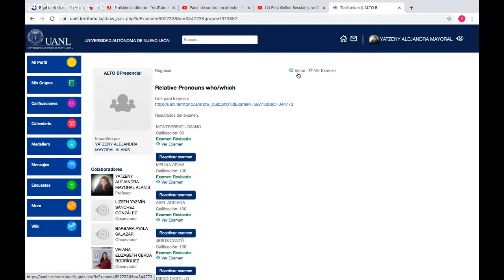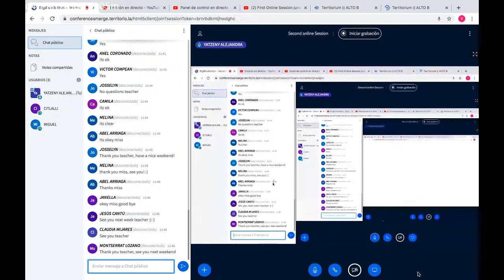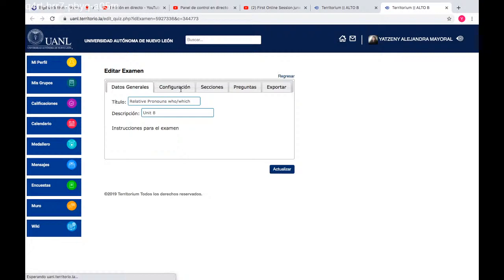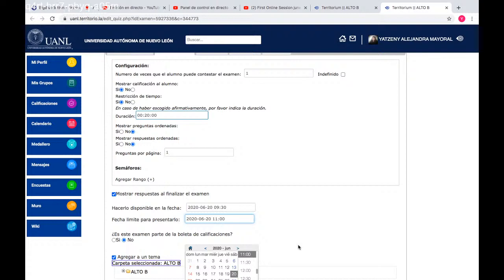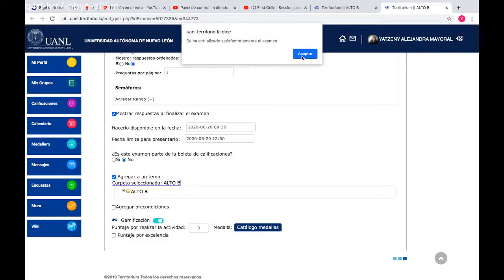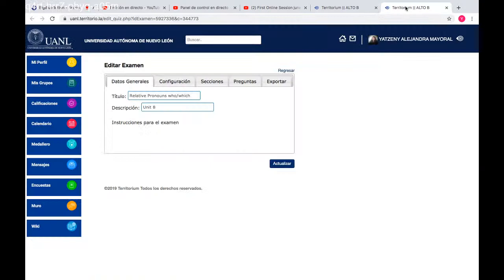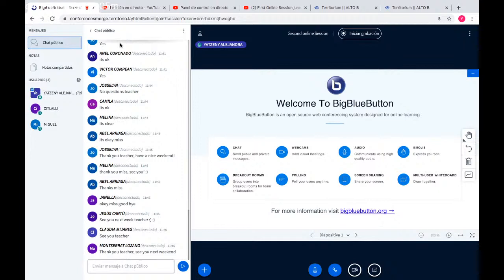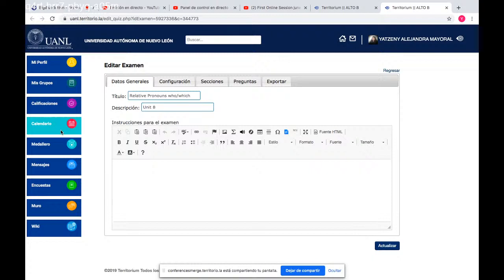Déjenme, les hago la edición del examen. Que no es examen, aclaro, para que no se preocupen. No es examen. Es un ejercicio en lugar del foro, porque esta semana no tuvimos foro. Okay, so we can go to the part of exams. As we said, it's not an exam. I'm going to share the screen with you. It's not an exam, but it's the activity that belongs for today. Es la actividad correspondiente porque hoy no hubo foro. Nos vamos, por favor, a la parte de exámenes de la plataforma.